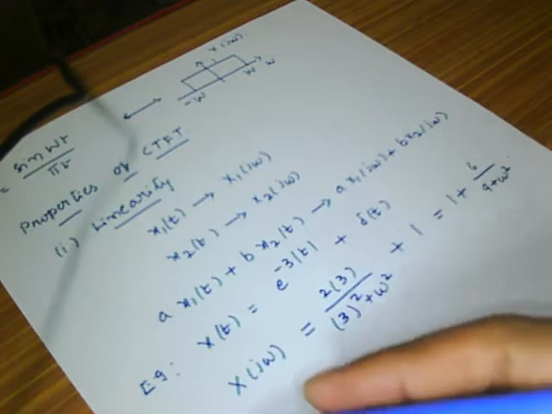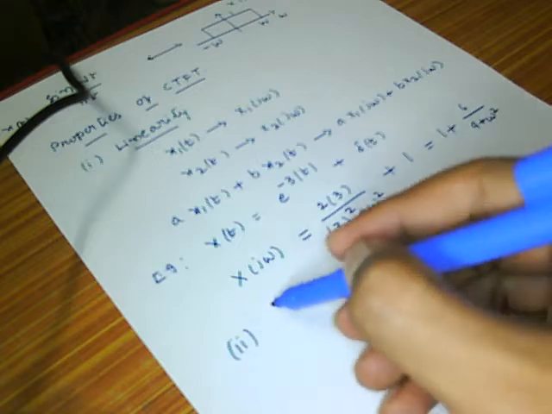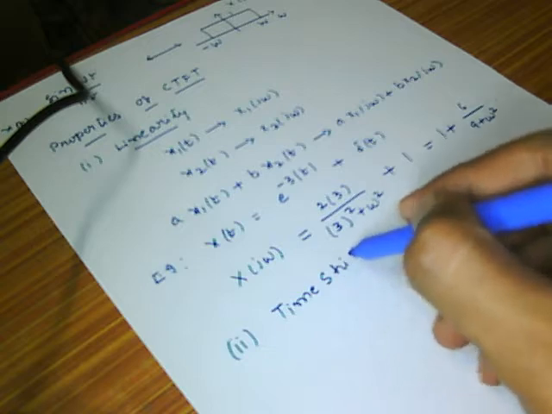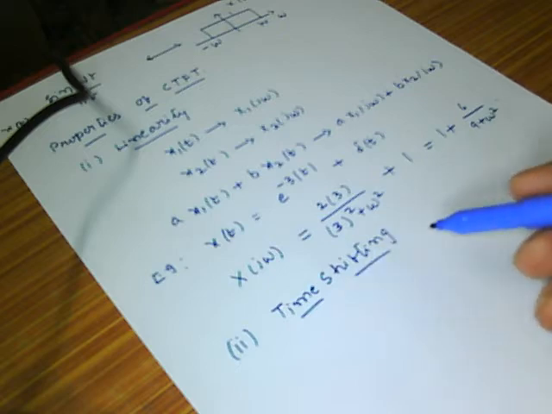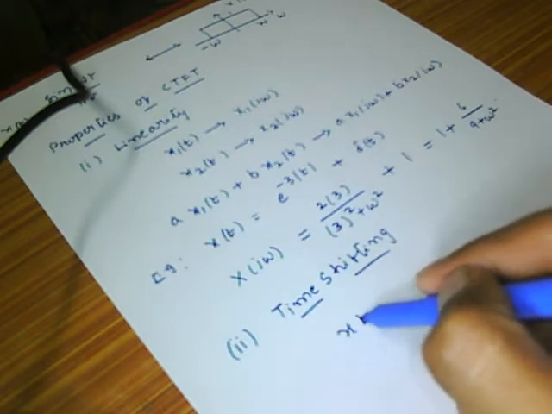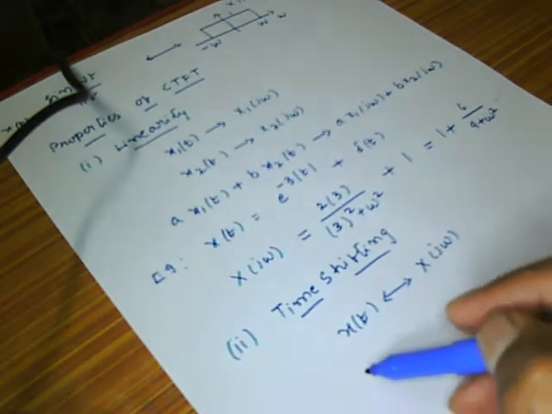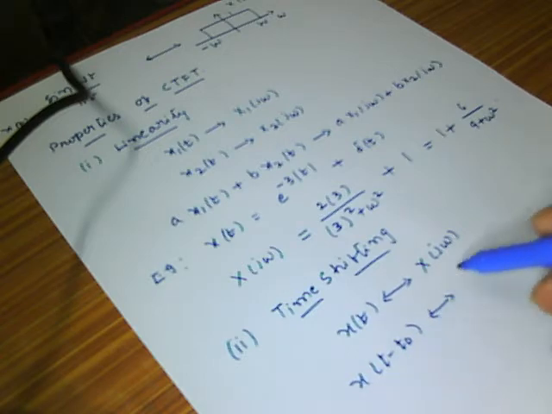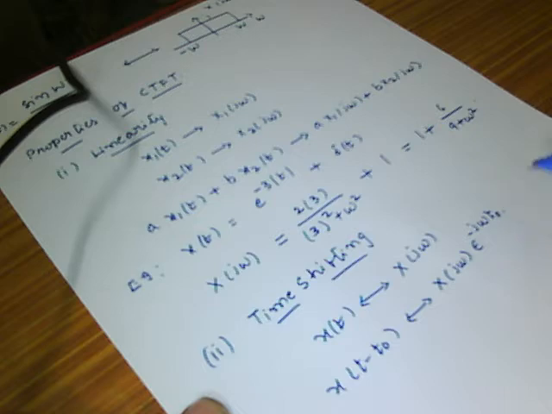So next important property is shifting property, time shifting property. So what does it say? So if x of t has x of j omega as the Fourier transform, then x of t minus t naught has x of j omega into e power minus j omega t naught as the Fourier transform.